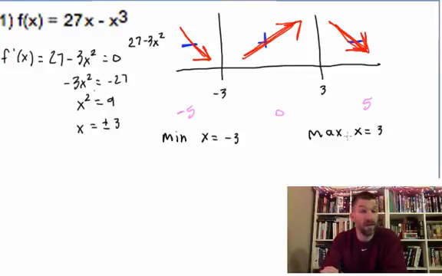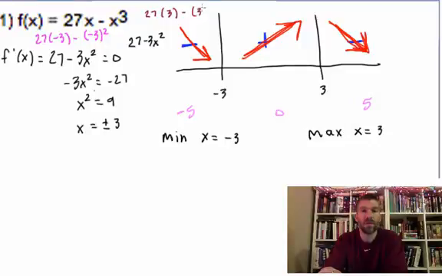And if we want to know the y values that match that, then what I'm going to do is just run up here, and go 27 times negative 3 minus negative 3 cubed, and work that out, and I get my matching y value. I can get my y value for the maximum by saying 27 times 3 minus 3 cubed. It's totally fine to find, and this is how I would find it. So what's going on when I look for the extreme values on this? I have a minimum at negative 3 and a maximum at positive 3.